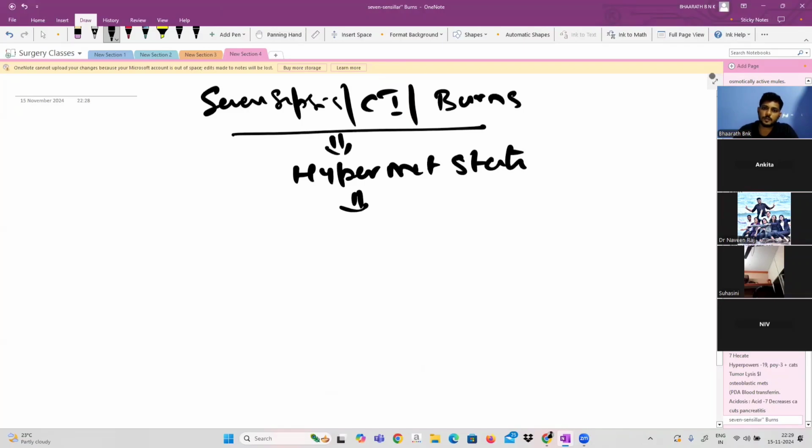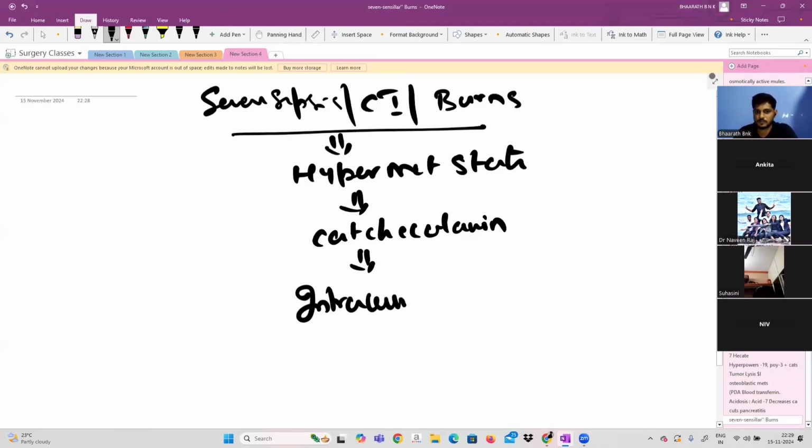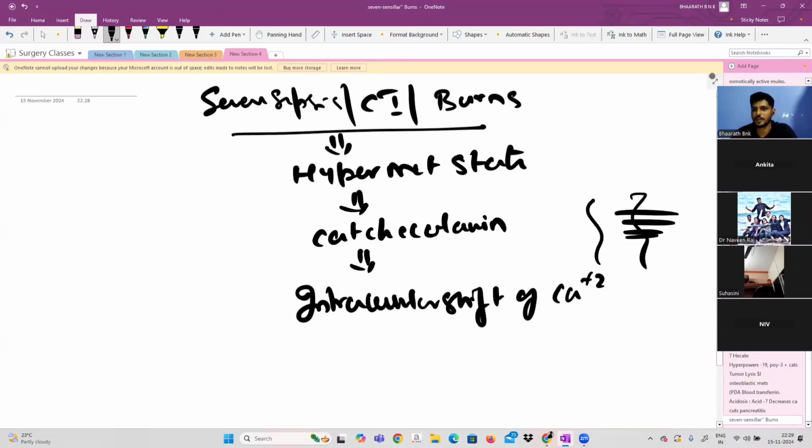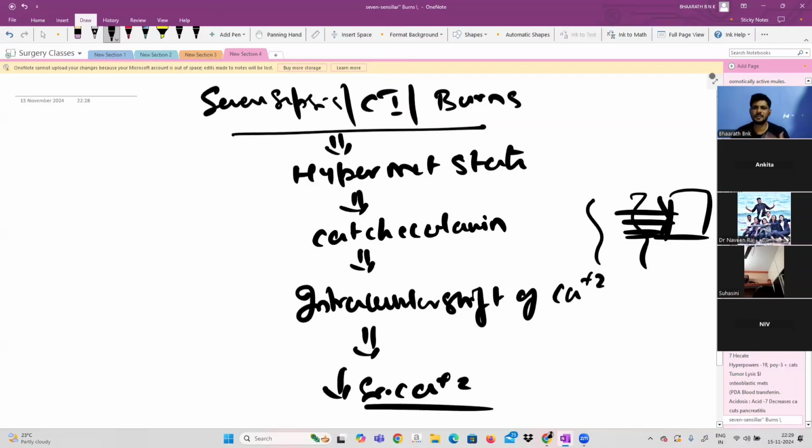And whenever there is a hypermetabolic state, along with glucagon and insulin, catecholamine is released. This catecholamine will cause the intracellular shift of calcium. So whatever calcium was there in the blood, it took all the calcium from the blood and put it into the cell. So because there is an intracellular shift of the calcium, the serum calcium level reduces. So this is the mechanism in any critical illness, in any burns, any major trauma, there is a reduction in calcium because of the hypermetabolic state.